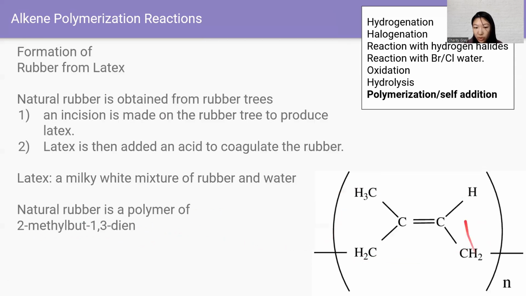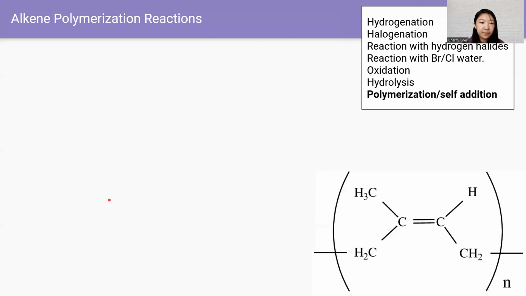So this is 2-methylbute-1,3-diene right here. You can see that we have a butene, 1, 2, 3, 4. That is our main carbon chain. Over here, this is the actual polymer, natural rubber. But you can see that inside there's a monomer. You can see the monomer pattern here. You can see the branching, the 2-methyl at the second point, and the 2 double bonds. There's one double bond here and another double bond here. We will break that double bond to produce our polymer.